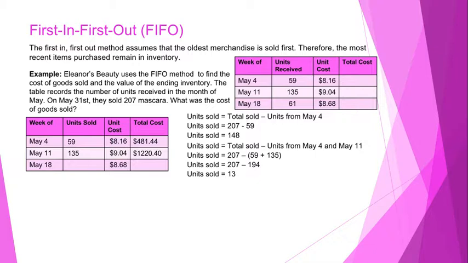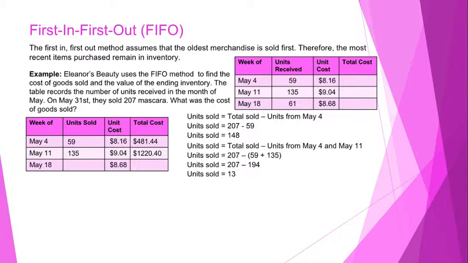Multiply that by the unit cost of 8.68, and we get $112.84. So now to find the cost of goods sold, we're going to total the cost of units sold. We add up that right column, and we get that the cost of goods sold is $1,814.68 for the month of May.